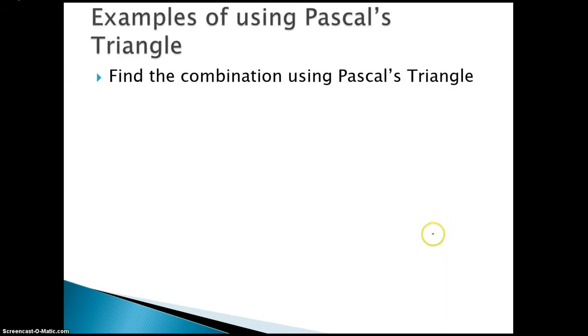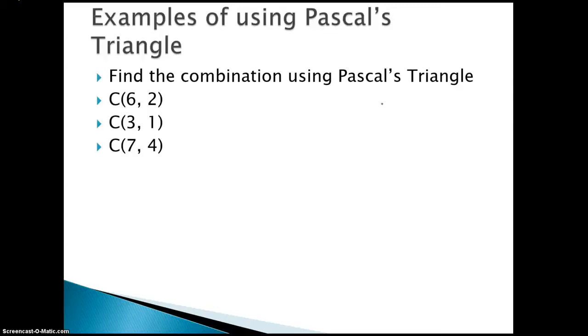Okay, so let's look at an example of this. Using Pascal's triangle, now if you haven't done it, write it down. I want you to write Pascal's triangle, do at least the first 7 or 8 rows. And I want you to find the combinations using Pascal's triangle. Don't cheat and use your calculator.